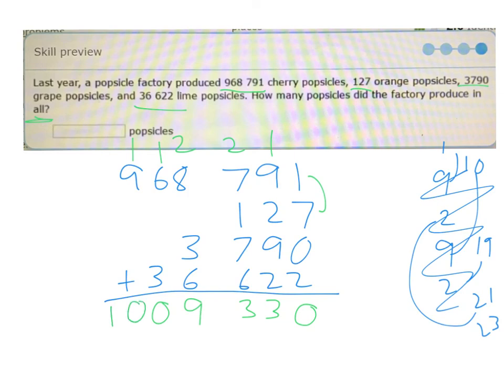So we end up, in total, this factory has made, I didn't leave much of a gap here, so I'm going to go ahead and put a little comma so it's clear, 1,009,330 popsicles. That's it for this section. Good luck.